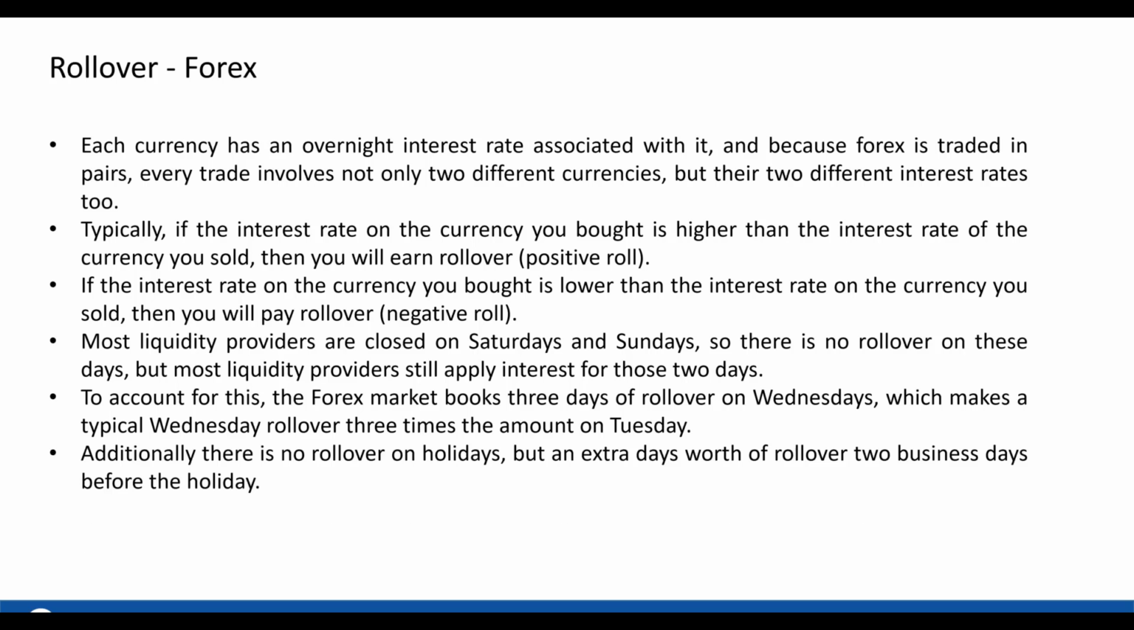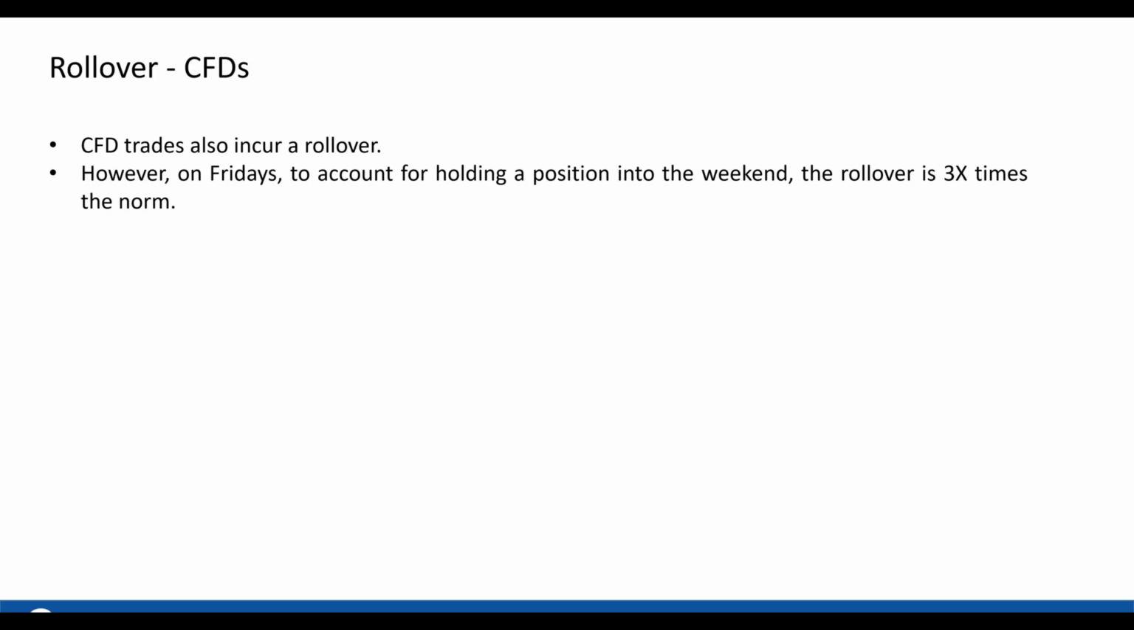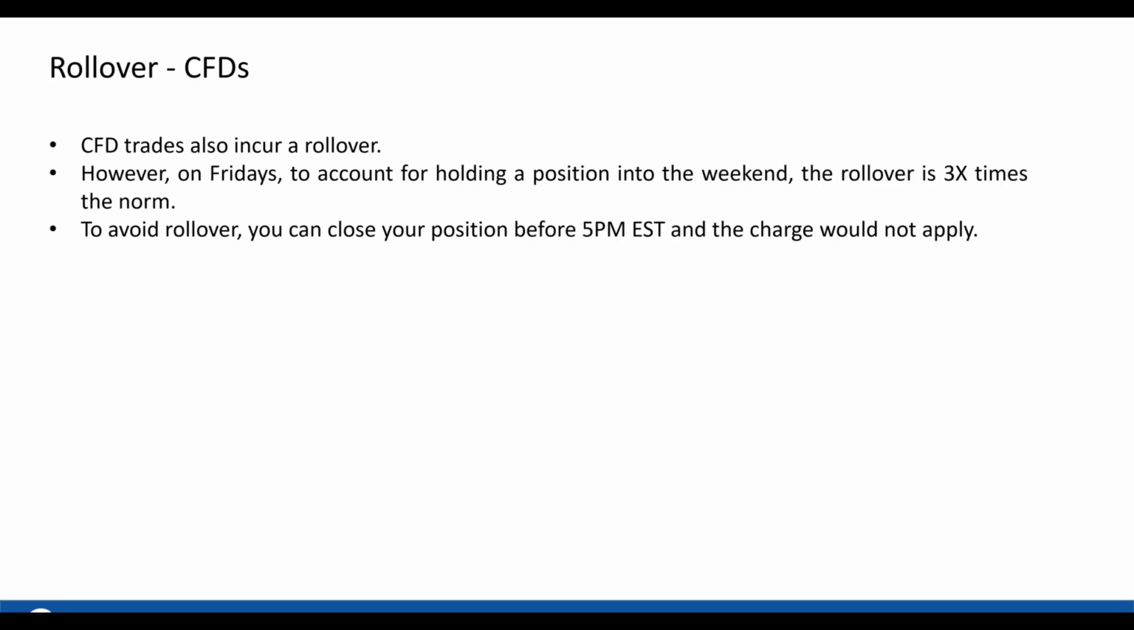Additionally, there is no rollover on holidays, but an extra day's worth of rollover is applied 2 business days before the holiday. Let's consider the rollover for CFDs. CFDs also incur a rollover. However, on Fridays, to account for holding the position over the weekend, the rollover is 3 times the norm. To avoid the rollover, you can close your position before 5 p.m. New York time and the charge will not apply.